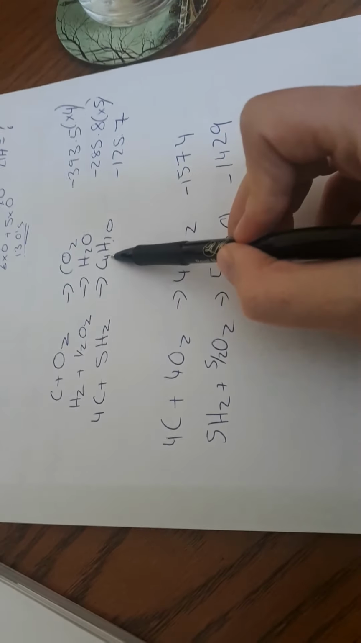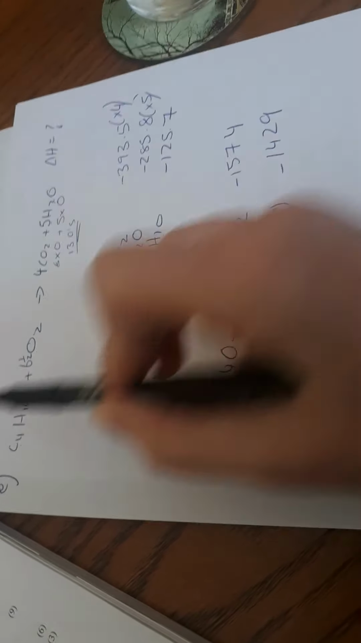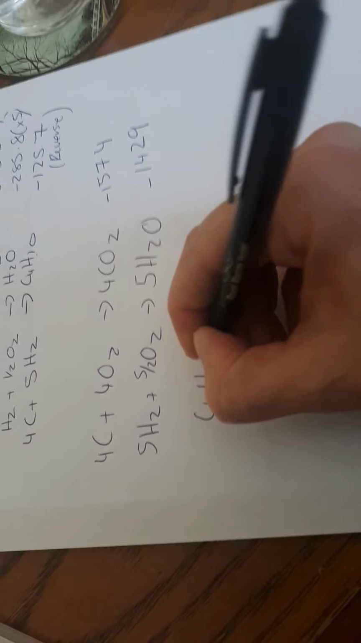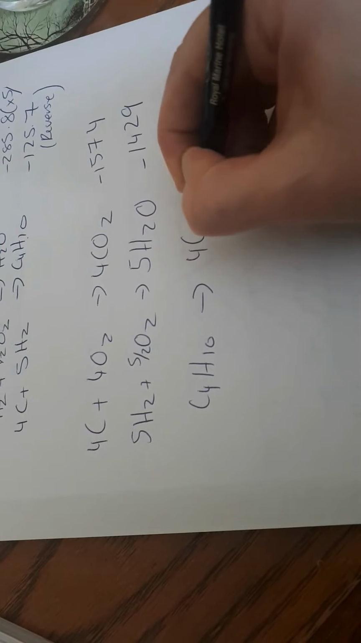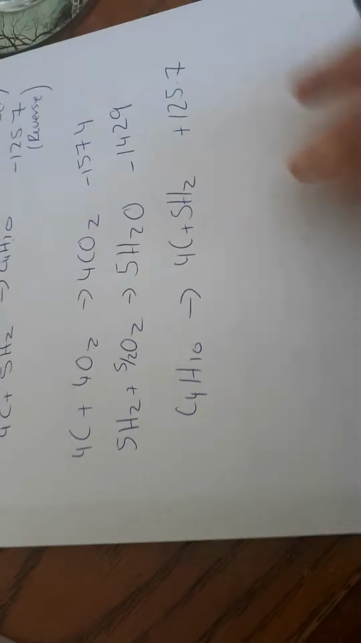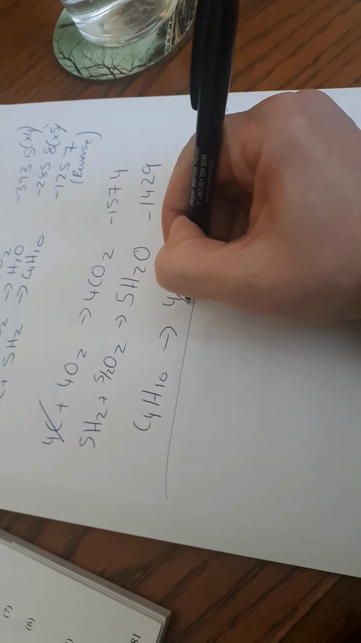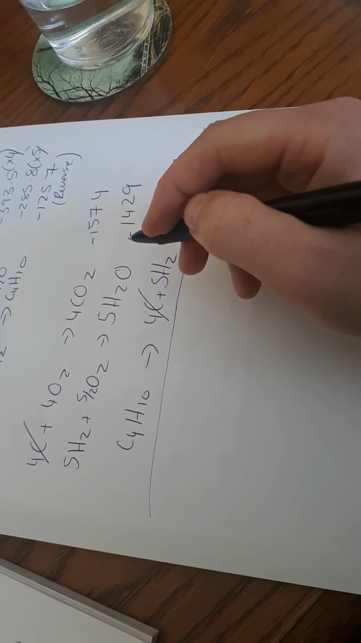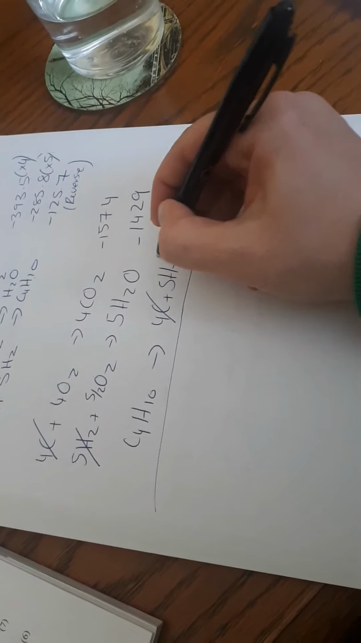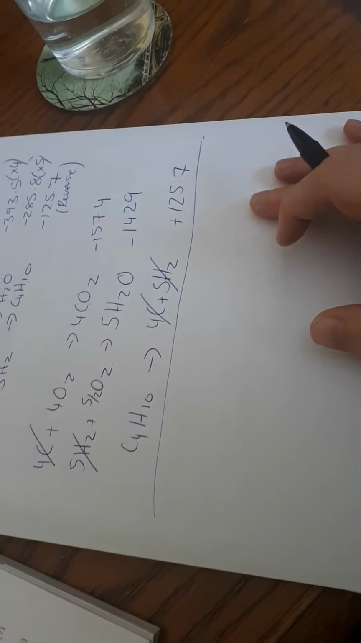And finally then, if I look at this C4H10, it appears on my right hand side here, left hand side here, so I have to reverse this equation. So C4H10 goes to 4C plus 5H2, and I reverse it, so plus 125.7. And then I compare what I have on my left hand side and right hand side. Anything that appears on both cancels. So there you go. 5H2 on my left hand side, 5H2 on my right hand side.